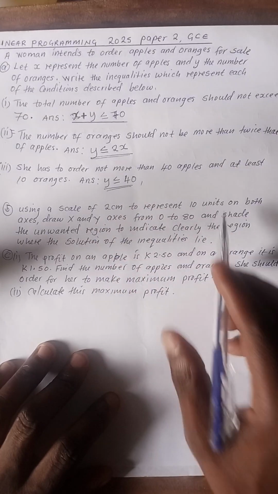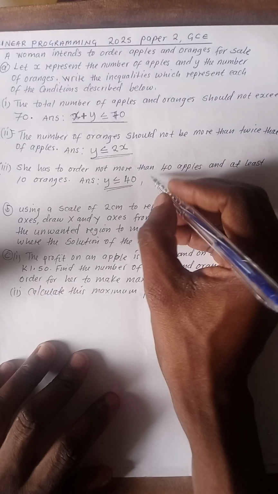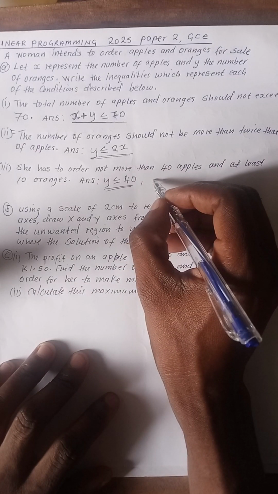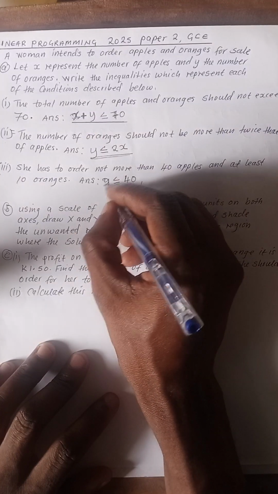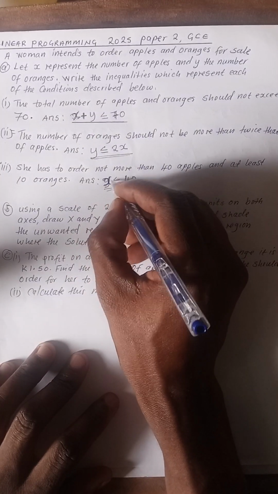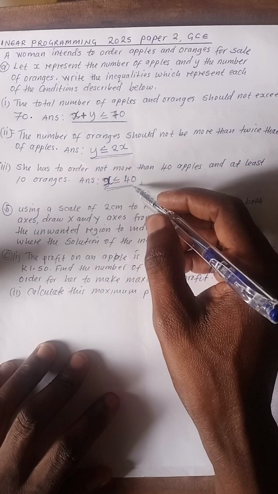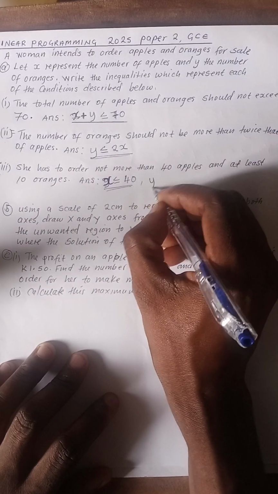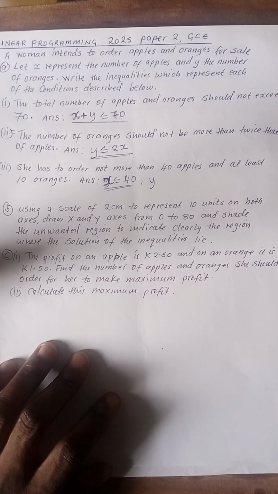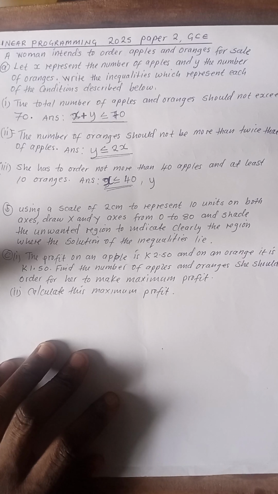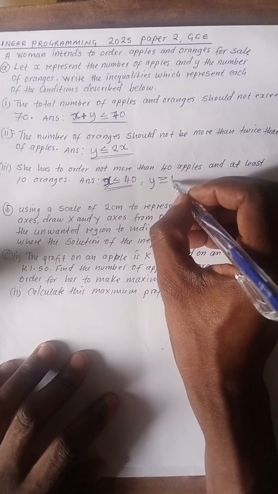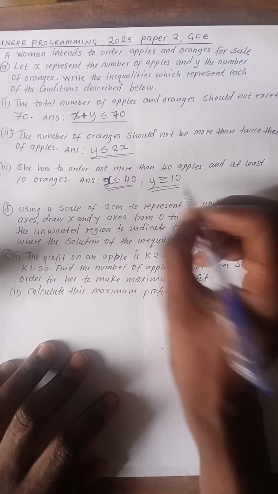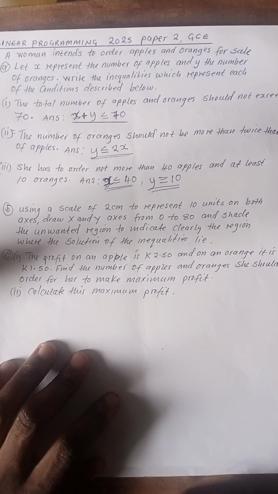Okay, then the other one will say at least 10 oranges. So oranges is represented by letter what? No, apples is x. So this one is x. So x is less than or equal to 40. Then oranges y. Now when they say in linear programming at least, it simply means greater than or equal to. So you say greater than or equal to 10. Okay, meaning you have answered that one as well.